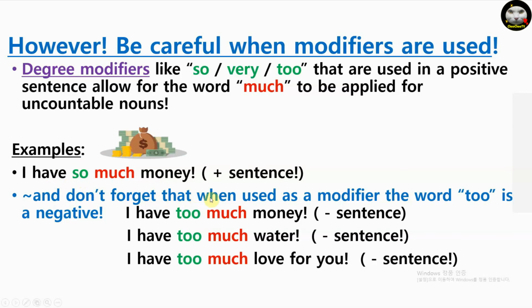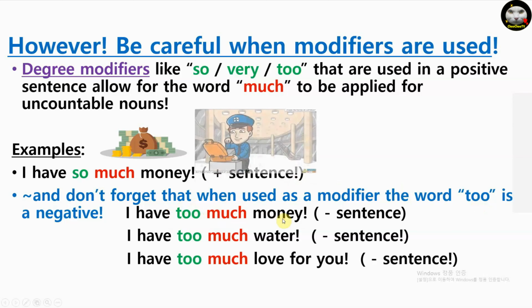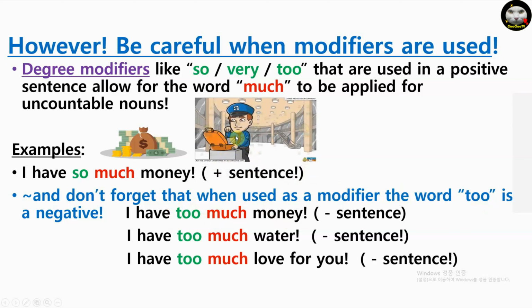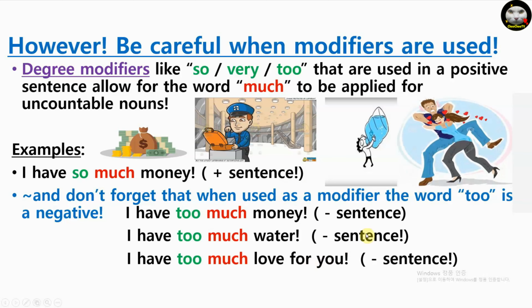And don't forget that when used as a modifier, the word too makes a negative sentence. I have too much money. At the airport, you can only bring so much money with you. It's possible to have too much. I have too much water. Negative sentence. Oh, I can't drink that much. I have too much love for you. Oh, it is too much. Negative.